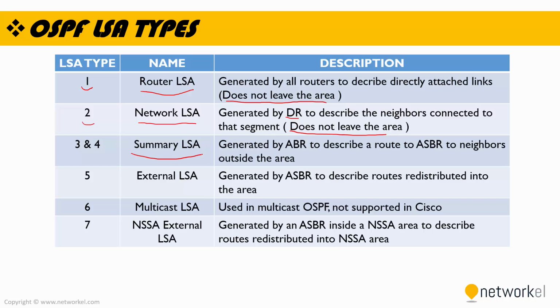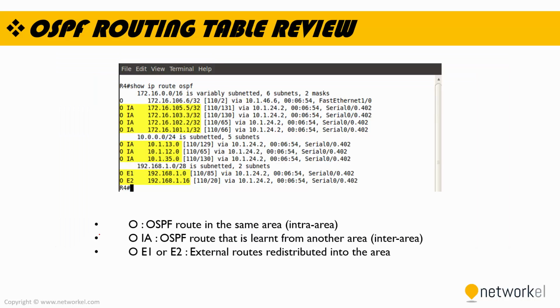We have LSA types 3 and 4, which are generated by the ABR to describe routes to the ASBR and to networks outside the area. And we also have the external LSA, which is generated by the autonomous system boundary router to describe routes redistributed into the area. And we also have the multicast LSA and NSSA external LSA, which are not in the scope of our CCNA exam.